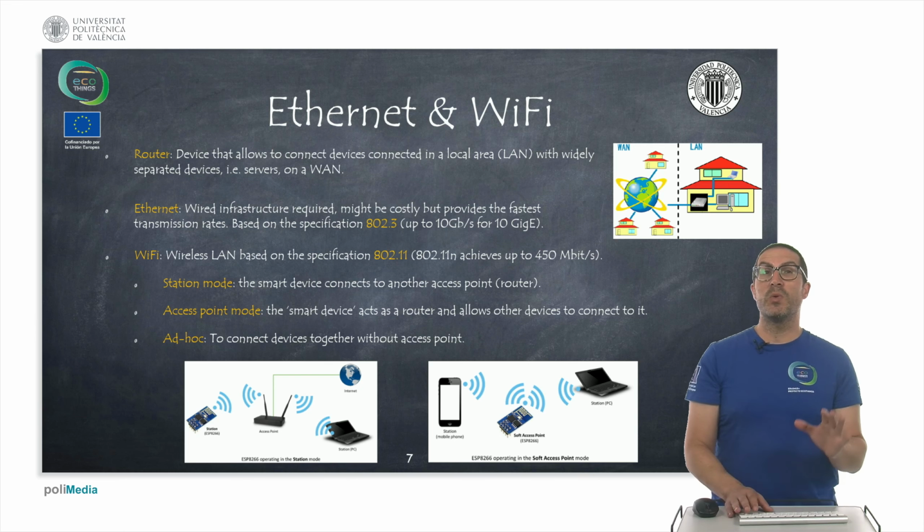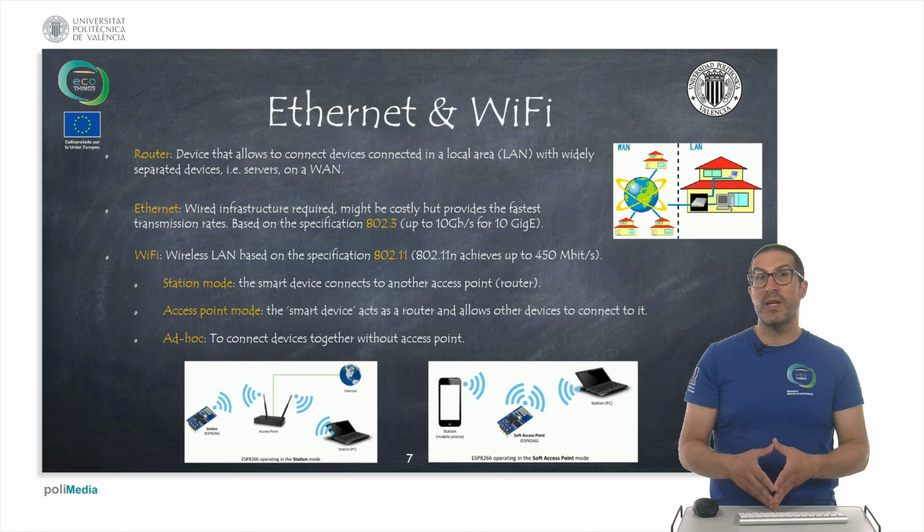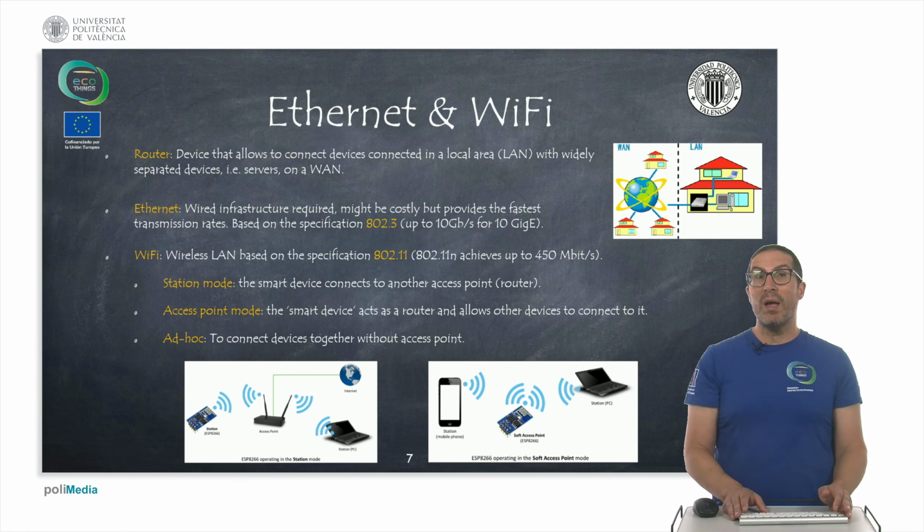And we can distinguish between Ethernet and Wi-Fi. Ethernet is a wide infrastructure that might be costly, but can reach high-speed communications, while Wi-Fi is a wireless communication.